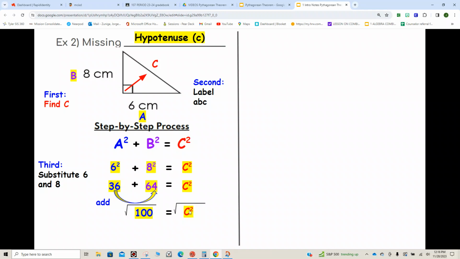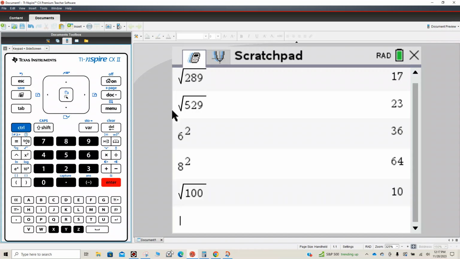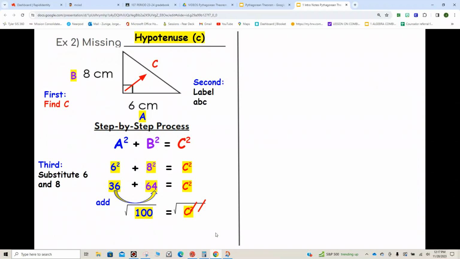And look at the magic that happens here. The square root and the squares are opposites of each other, so this is going to cancel with this. And now you have c by itself. So what's the square root of 100? Well, the square root of 100 is 10. And there's my c all alone. So c is 10 right here.